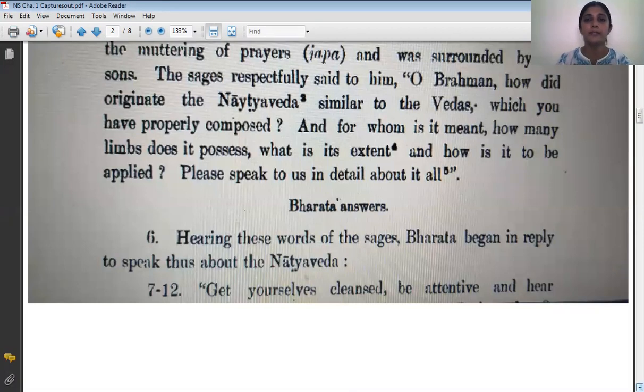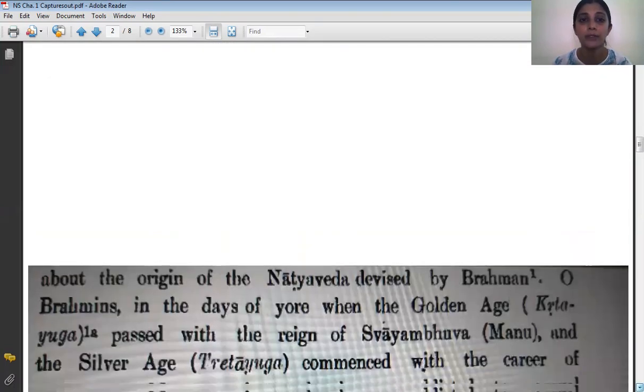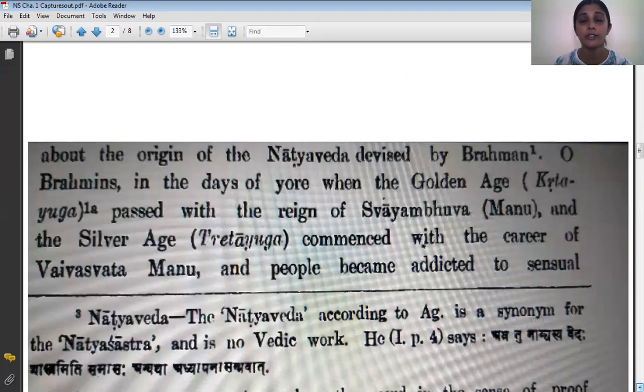And to answer the questions and to satisfy the curiosity of the sages or the sons, Bharat Muni replies about the Natya Ved. He already begins with the invocation, and then in the answer to the sages also, he says that this plan of writing the Natyashastra was devised by Brahma. It was suggested by Brahma.